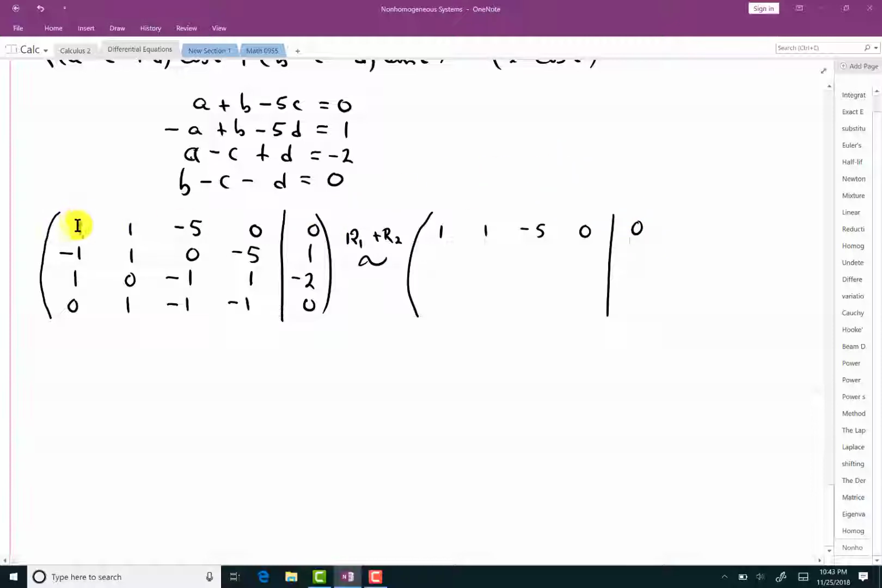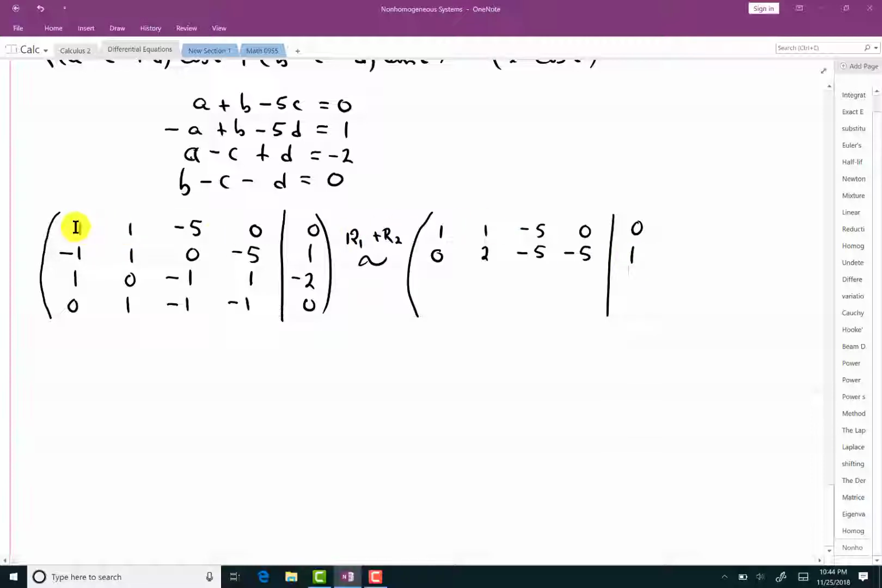If I take row 1 plus row 2, then 1 minus 1 will give me the 0. 1 plus 1 will give me a 2. Negative 5 plus 0 will give me a negative 5. And 0 plus negative 5 will give me a negative 5. 0 plus 1 will give me a 1.